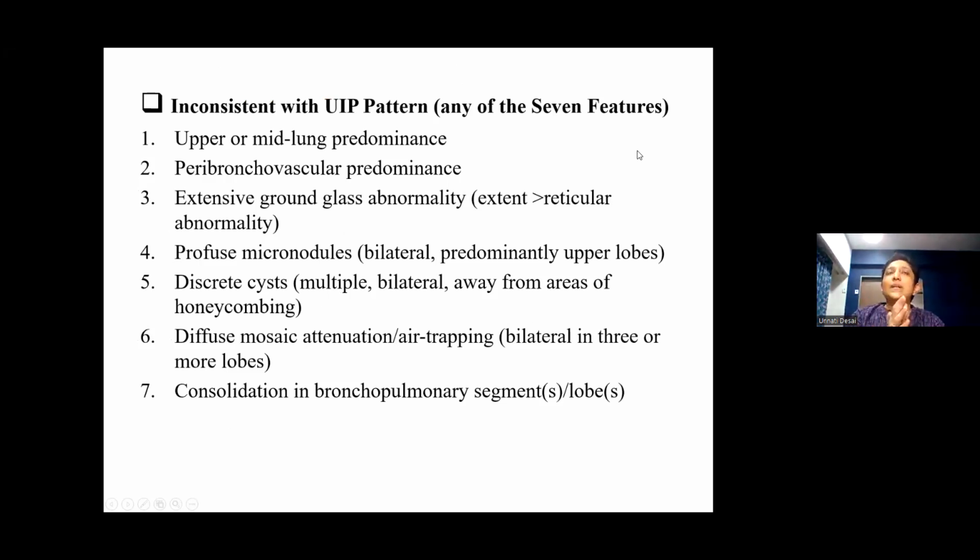Now there are certain features which are inconsistent with the UIP pattern. It doesn't say that the patient doesn't have ILD. It just says that the possibility that this patient has idiopathic pulmonary fibrosis is less likely. So what are they? If you have upper or mid zone predominance, if you have peribronchovascular involvement, which is mostly seen in sarcoidosis or airway centered ILDs. If you have extensive GGOs, then it is not IPF. If you have nodules, then it is not IPF. If you have multiple cysts, okay, cysts are well-defined regions.